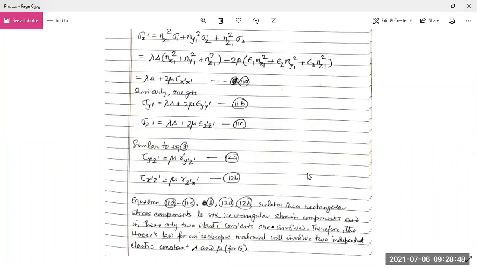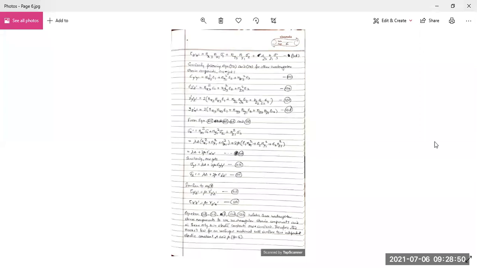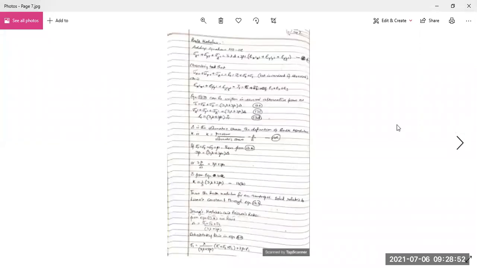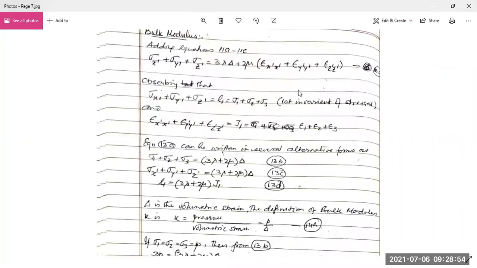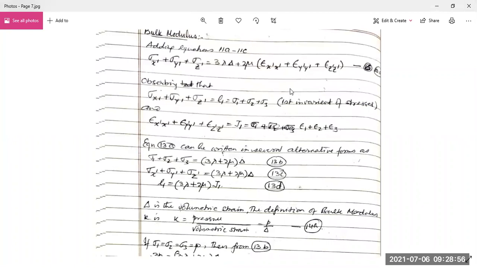Yes, let us go to the next page. Let us discuss the bulk modulus. Now, we have got equations 11a to 11c. We are adding these three relations. What are 11a to 11c? Let us go through and understand first.